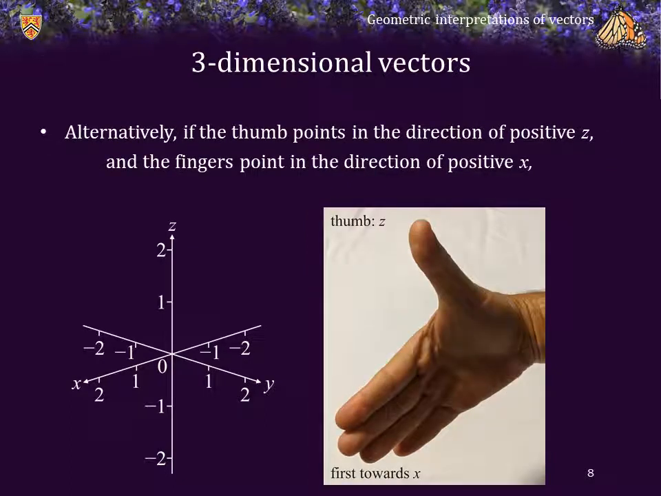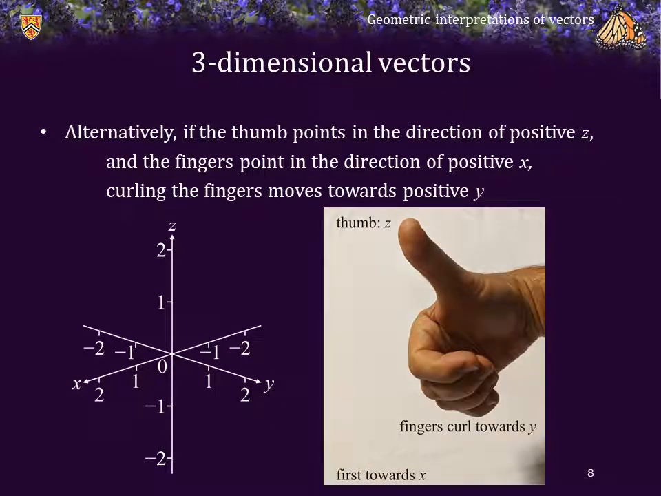Alternatively, if you have the thumb pointing in the direction of the positive z-axis and the fingers are initially pointing straight in the direction of the positive x-axis, then curling the fingers will move them towards the direction of the positive y-axis. So once again, we can see that yes, the image of 3 space on the left does indeed follow the right-hand rule.